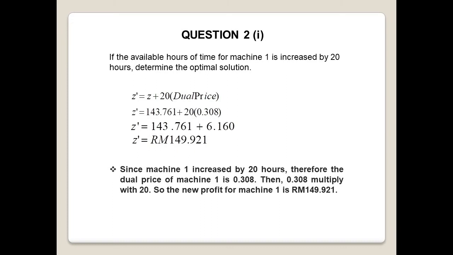Then these two values, we substitute it in the formula. Therefore, the new optimal solution is RM 149.92 cent. So, the conclusion for question 2.1 is since machine 1 increased by 20 hours, therefore, the dual price for machine 1 is 0.308. Then, 0.308 will multiply with 20. So, the new profit for machine 1 is RM 149.92 cent.